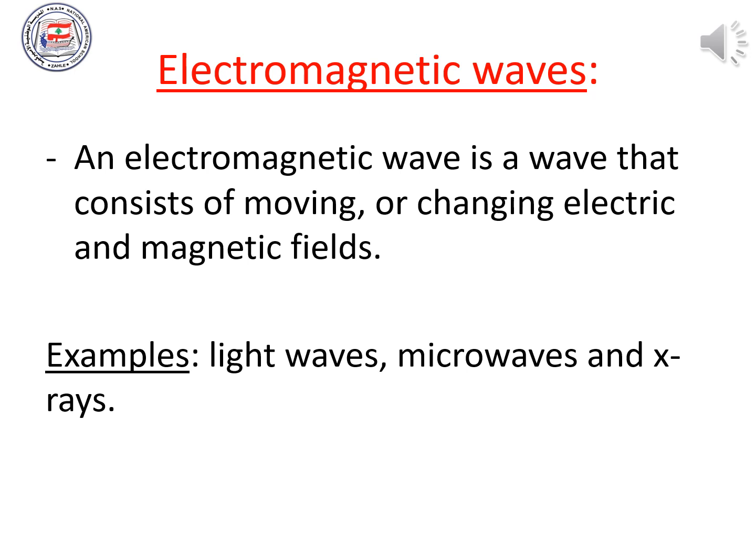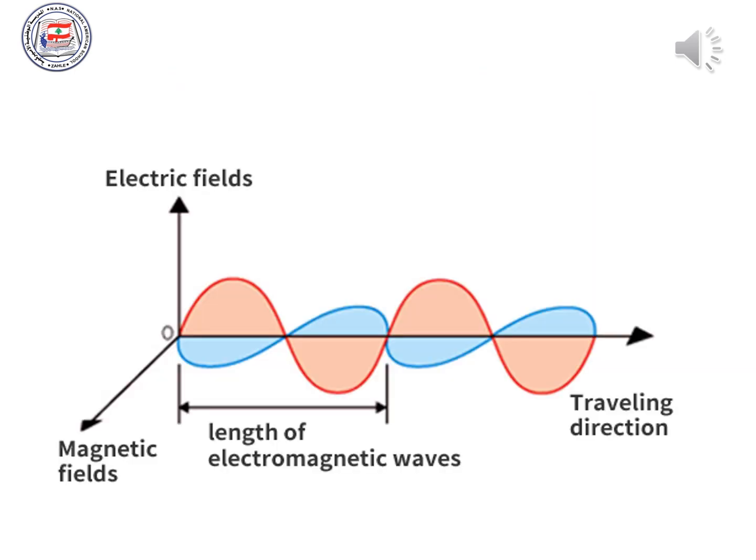Some examples of electromagnetic waves are light waves, microwaves, and X-rays. In the figure in front of you, you can see an electromagnetic wave. You can see that we have a changing electric field and a changing magnetic field. The magnetic field is colored in blue and the electric field is colored in red. The electric field goes up and down and the magnetic field is perpendicular to the electric field's motion. It goes right and left.